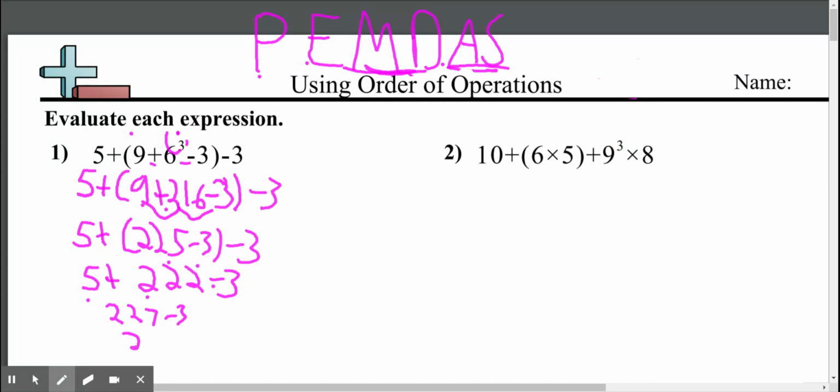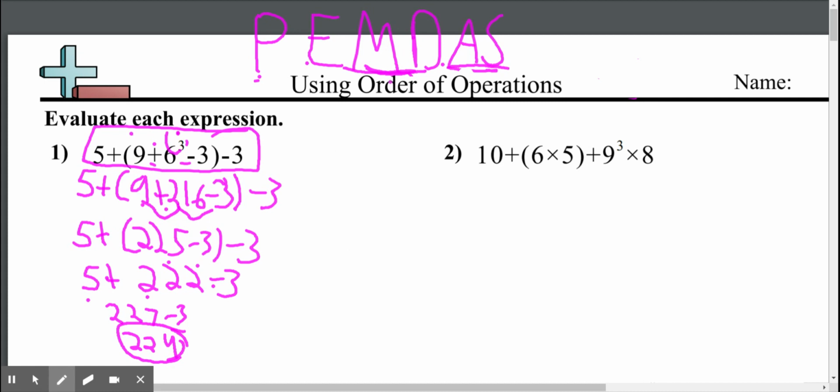227 minus 3 is 224. And as we see here, this is the last part of our final answer. So 227 minus 3, and then that gives us 224. So we had everything at the top here, and by the time it was all said and done, I get 224 as a final answer, okay? Because I followed PEMDAS, okay, for our order of operations.